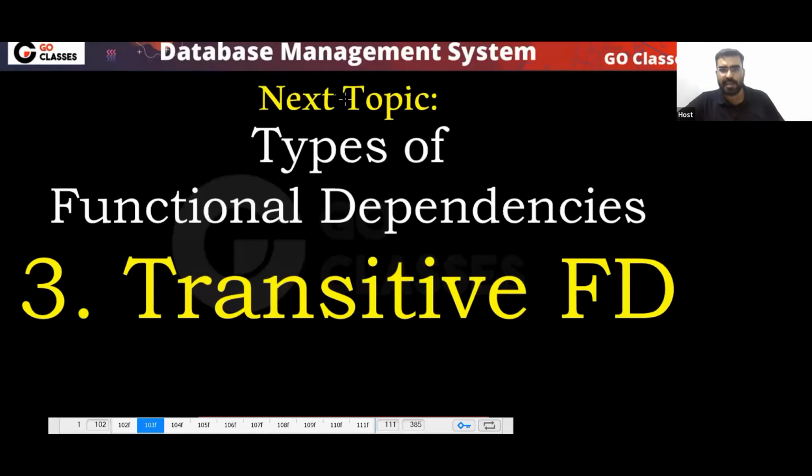Also remember, only consider non-trivial functional dependencies, because trivial functional dependencies hold on every relation. A trivial functional dependency cannot do anything significant. Anyway, now let's see transitive functional dependency.